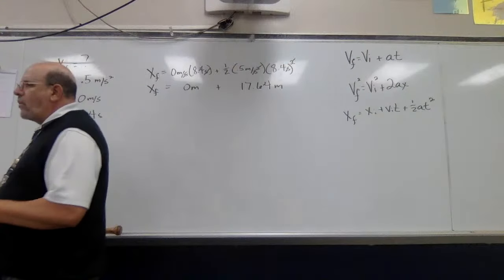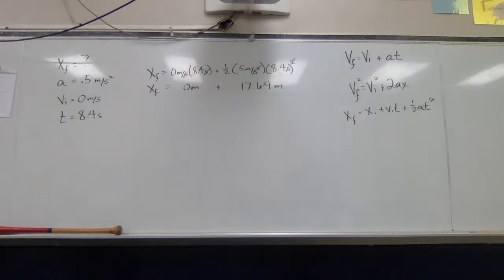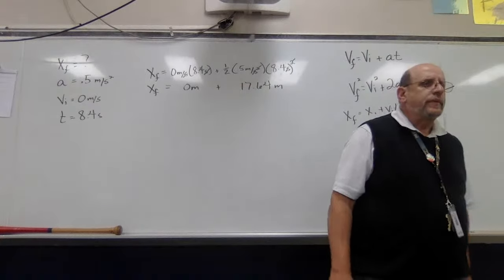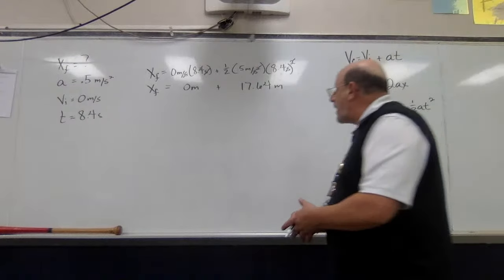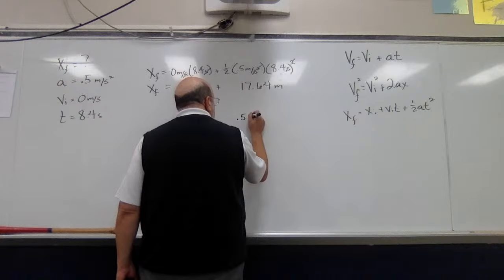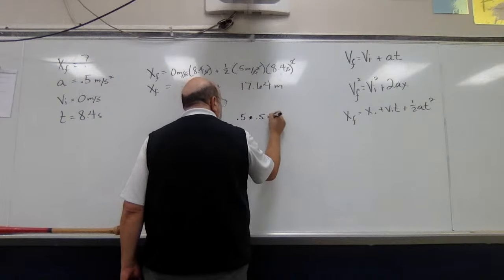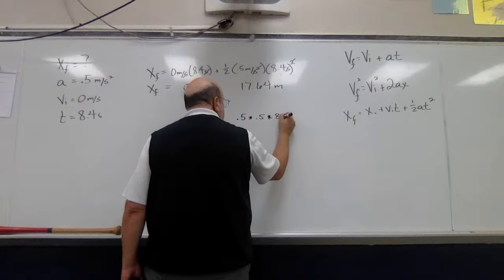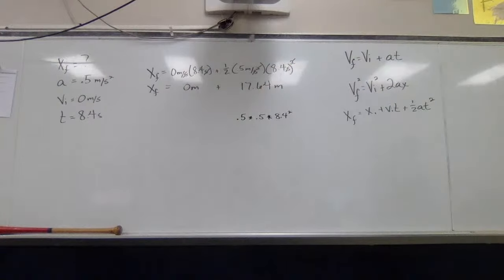Are we okay? Yeah. So far, so good. I'm a little bit unsure. I keep getting 2.1. Why 2.1? Did you put into the calculator 0.5 times 0.5 times 8.4 squared? I forgot that the square applies to the number, not just the unit.